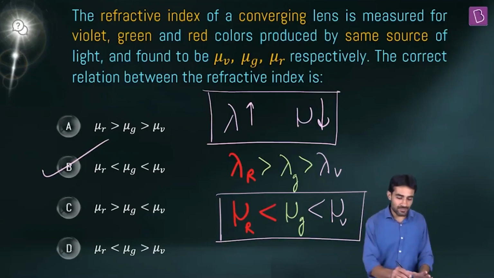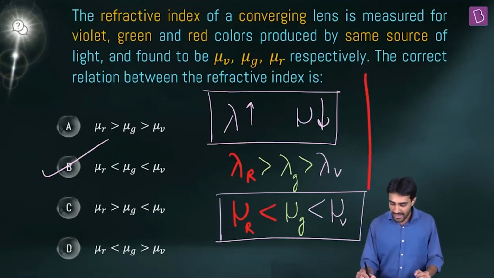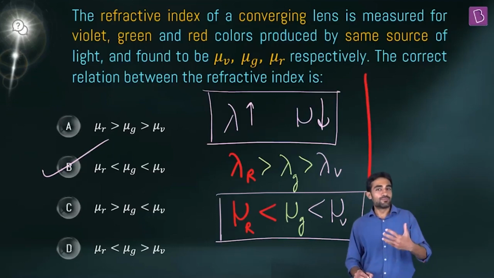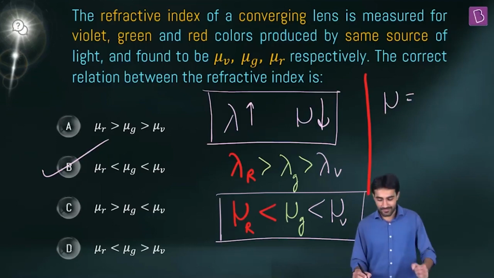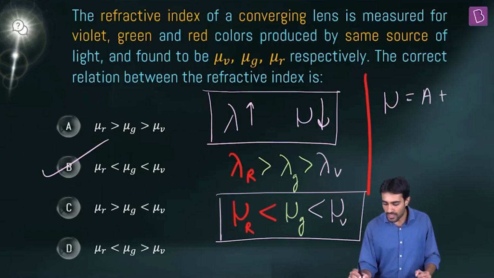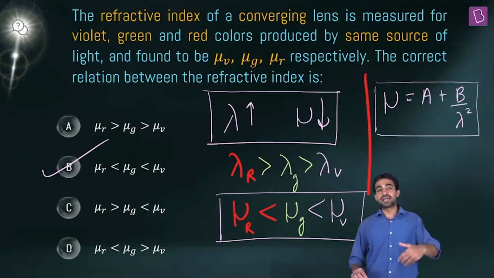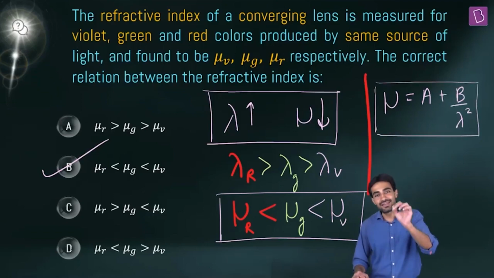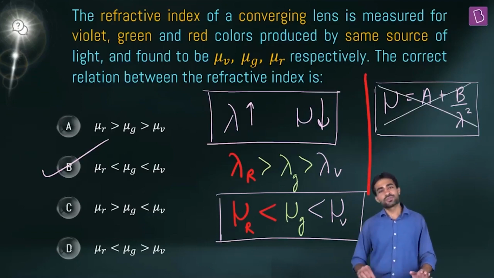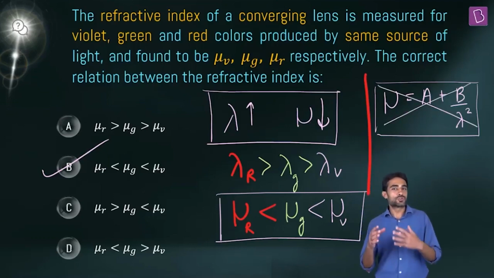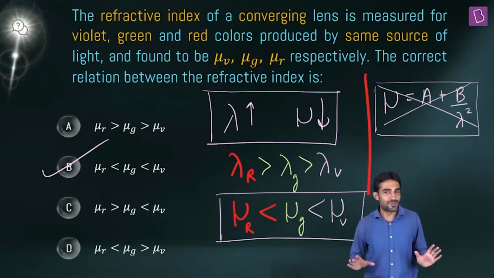Now let me show you something as fun. I will show you an equation, Mr. Cauchy's equation. This equation relates refractive index and lambda wavelength. In this equation I will only write two terms, A plus B divided by lambda square. So this is the relation. You can see as lambda is increasing, refractive index is decreasing. That is cool. So even if you don't remember this relation, then it is fine. I just wanted to show the equation to you. Okay, don't worry about that.